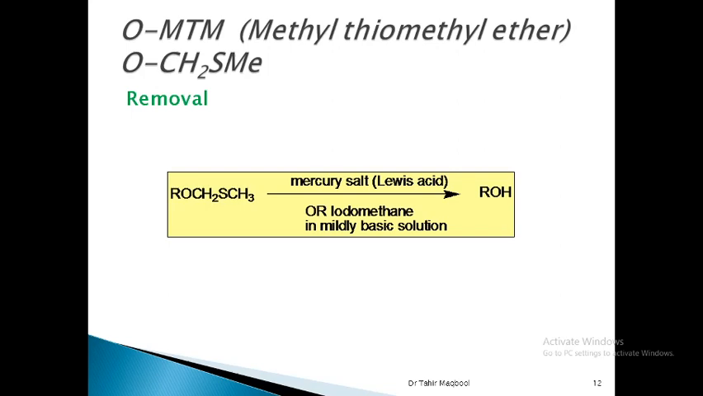MTM group can easily be removed by using mercury salt, that is a Lewis acid. So you can say that this is somewhat sensitive to Lewis acid, especially the mercury salt. So you can get back your alcohol. Alternatively, iodomethane can also be used in mild basic solution.